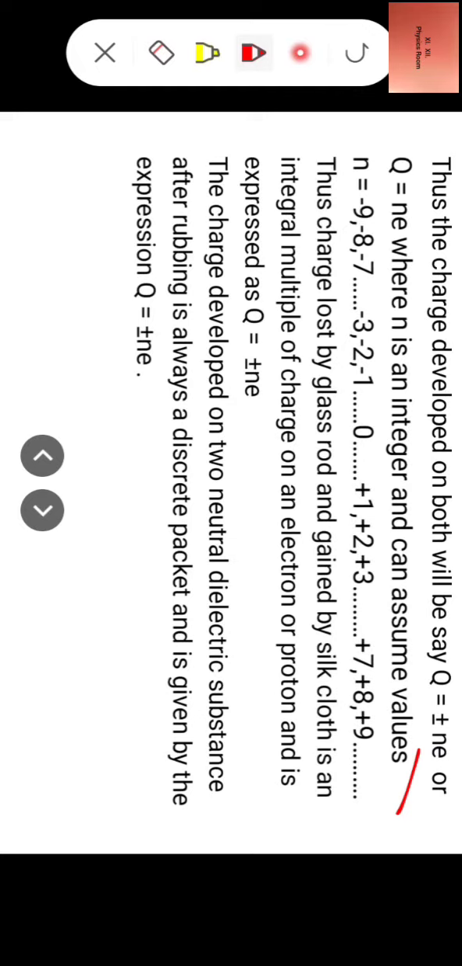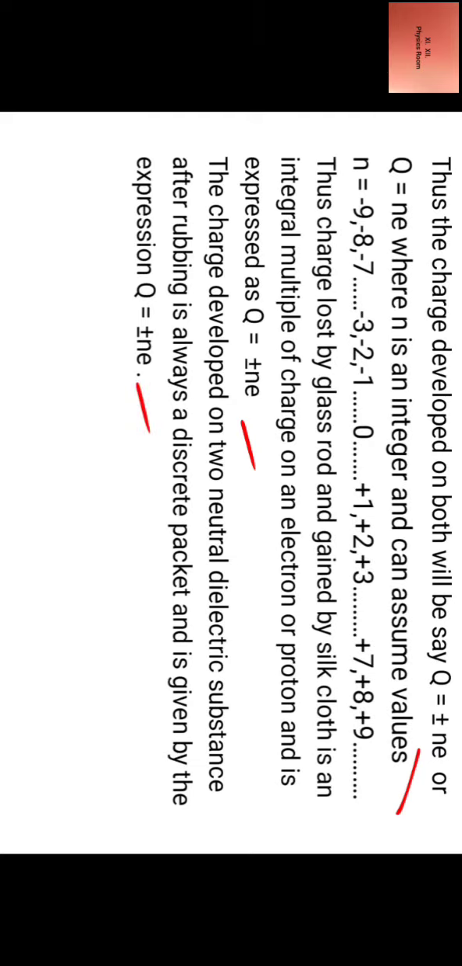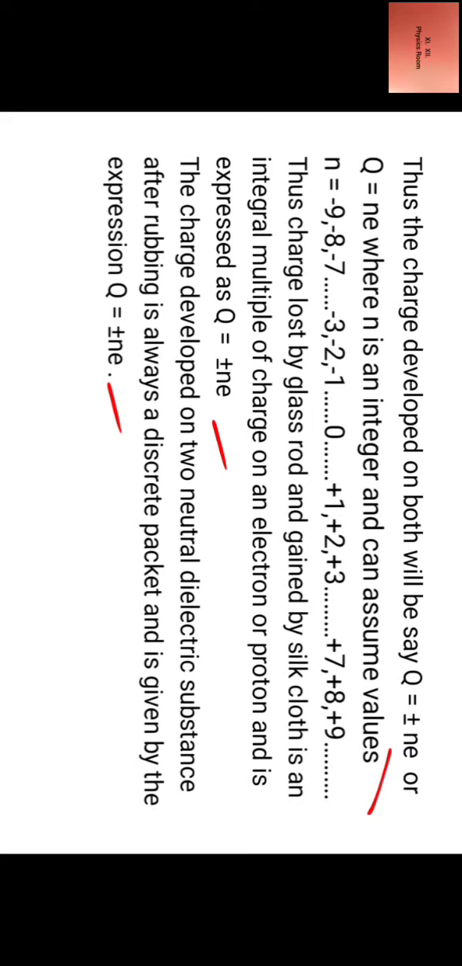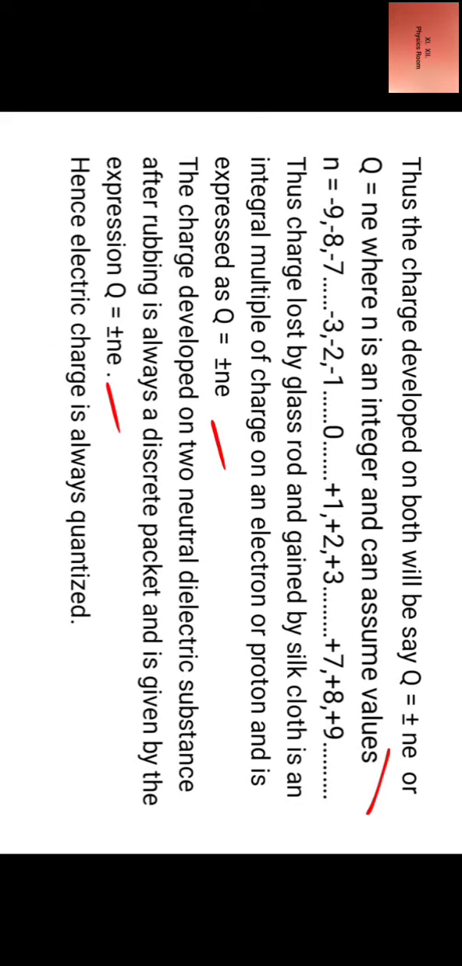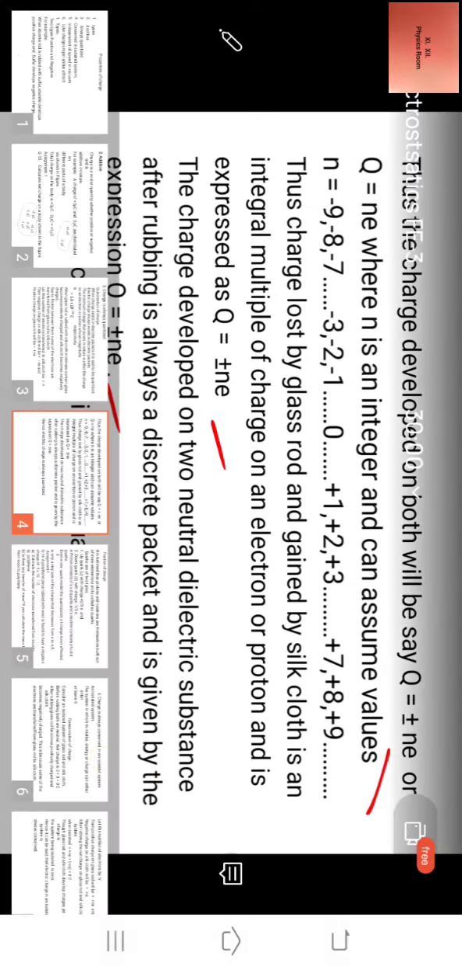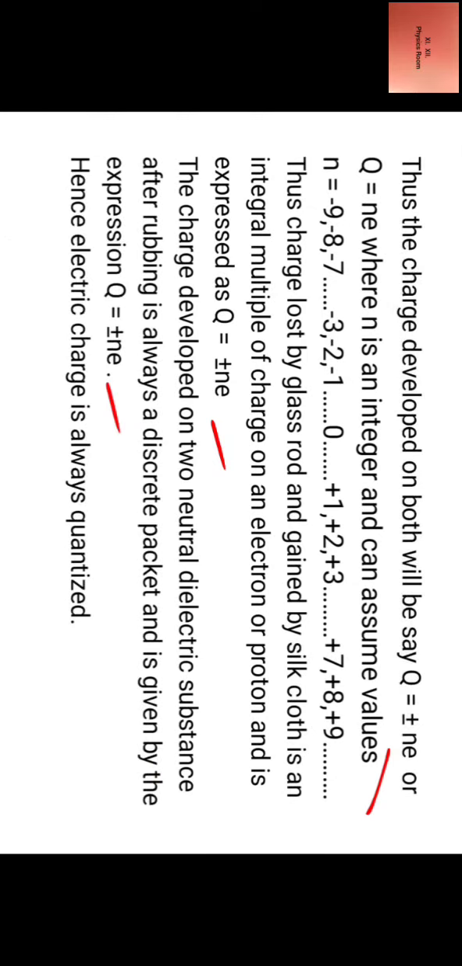on an electron or proton and is expressed as Q equal to plus minus Ne. The charge developed on two neutral dielectric substances after rubbing is always a discrete packet and is given by the expression Q equal to plus minus Ne. Hence, electric charge is always quantized. So, this was quantization of charge.